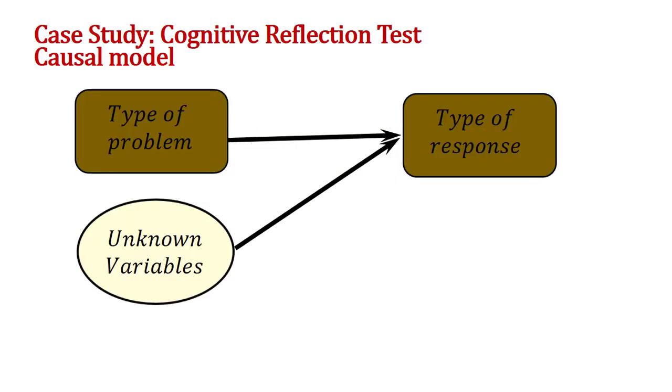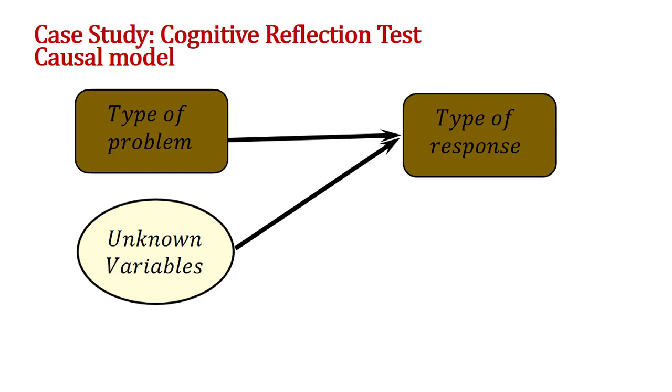Okay, so the case study is about the cognitive reflection test. That's a test in which there are three questions, and for all these three questions there are intuitive answers that come quickly to your mind, and you have to inhibit them. And then if you are able to do that, finding the correct answer is not too difficult.